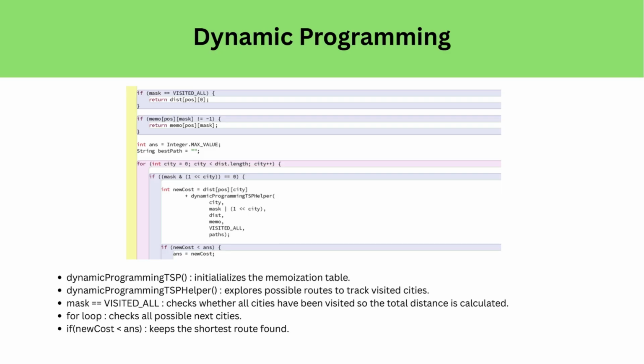Next is dynamic programming TSP helper. It explores possible routes and tracks visited cities. For mask visited all, it checks whether all cities have been visited so that the total distance can be calculated. The for loop checks all possible next cities, and if the new cost is lower, it keeps the shortest route found.